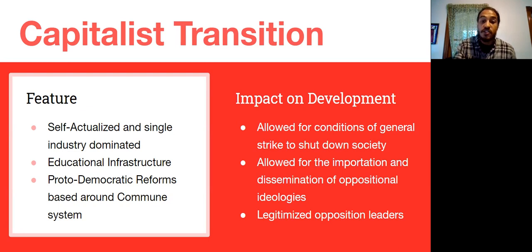The educational infrastructure that they wound up creating in this period actually allowed them to import and disseminate all sorts of oppositional ideologies. And the government really tried to play this balance of repression versus allowance. They wanted to sort of allow the not so harmful ideologies, but sort of restrict anything that smelled of socialism. But they really couldn't do that because they were always a step behind.